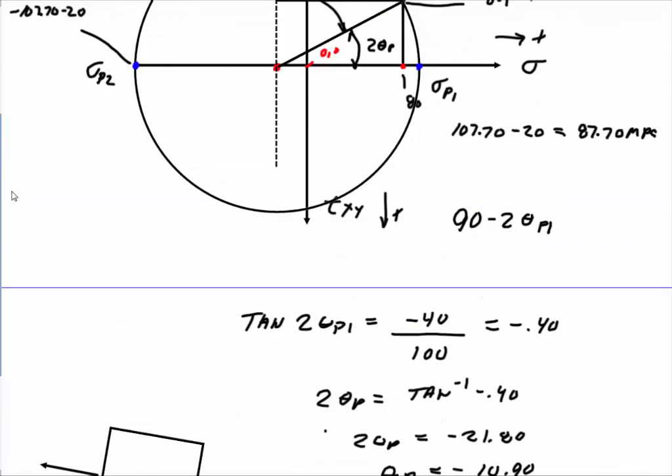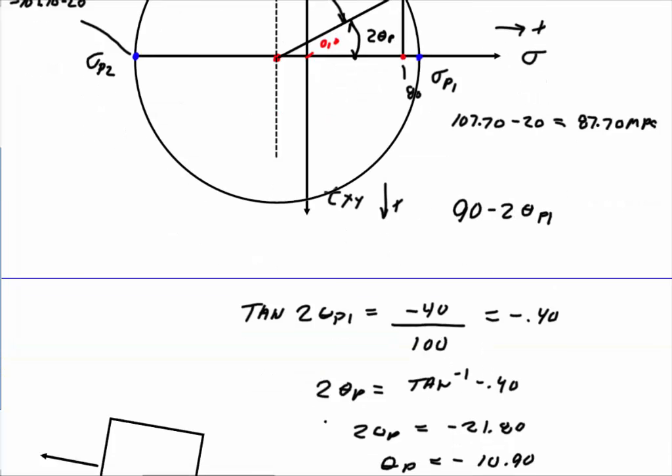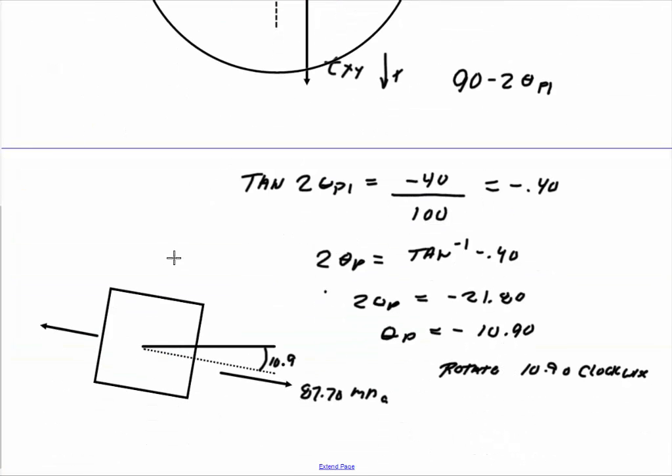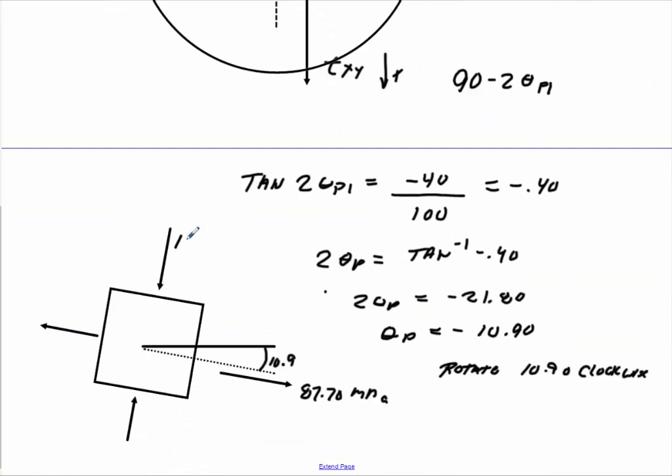Now we go back and we look at our principal over here. Negative 127.7. So since it's negative, it has to go in. And what did I say? 127.7. Yeah, 127.7. Okay, so that's my in-plane principal stresses. I will have no shear when I have it drawn in my in-plane principal stresses with the correct orientation being the 10.9.